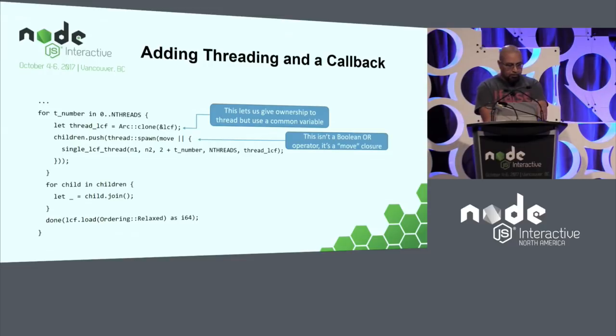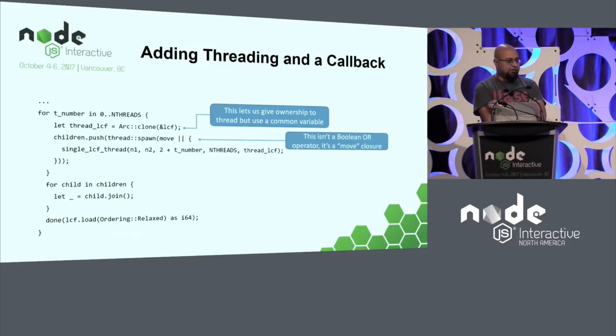So once I have that, I'll just call my least common factor function from that thread, and we'll take a look at that function in a second. And then later I'll join the threads. Join basically says, wait for this thread to finish, then call me. I don't care what it returns because my variable is stored in the clone thing that we made. And then once it's done, I'm going to call the done function that the LCF provided with the value.